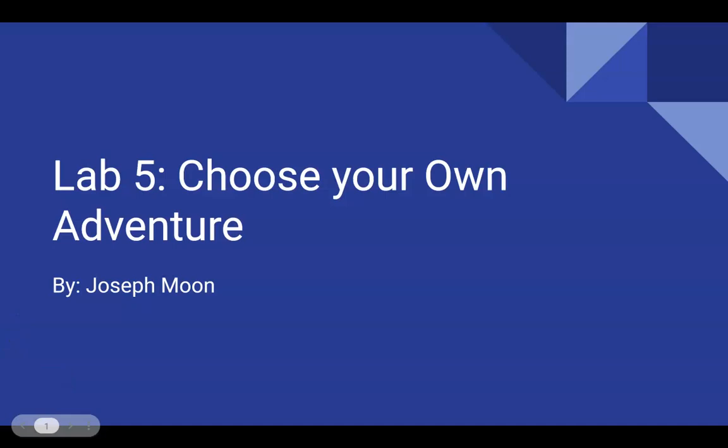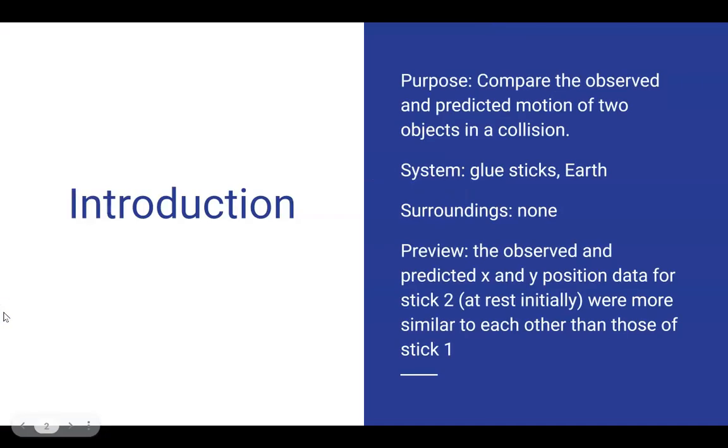My name is Joseph Moon and this is Lab 5, Choose Your Own Adventure. The purpose of this lab is to compare the observed and predicted motion of two objects in a collision. The system includes two glue sticks and the earth is also included, meaning the surroundings is none.